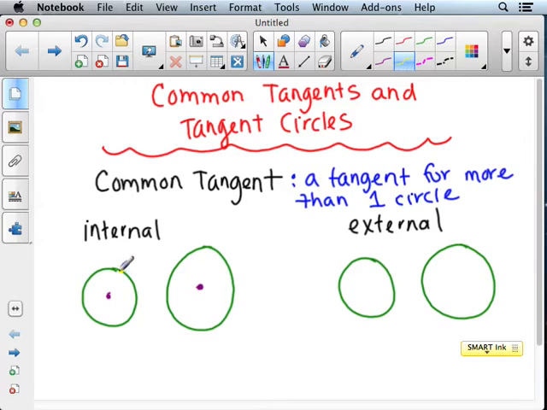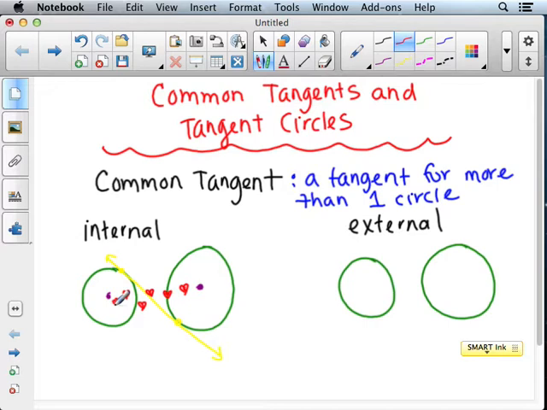Now, the way that you know that it's an internal tangent is that it kind of crosses over this middle space in between. And another way to think about it is, if I were to draw a line from the center here to the center here, it would cross over this tangent. So I like to think about it like my circles are in love and they're looking at each other.